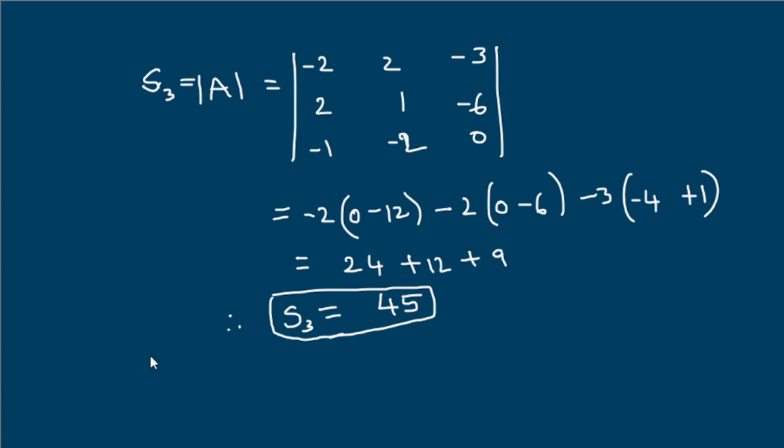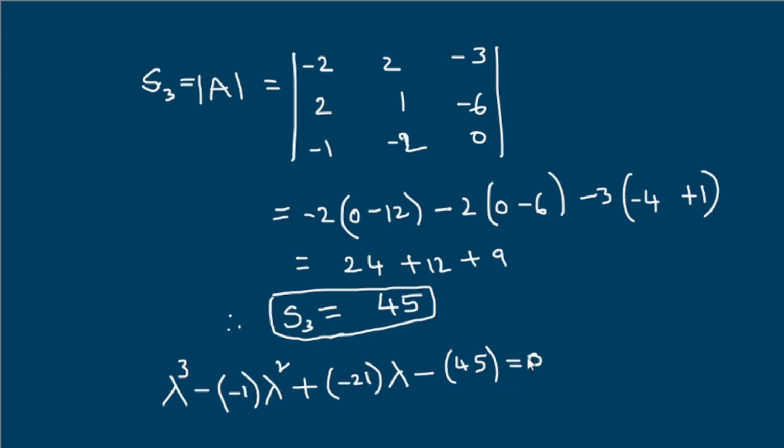Now substitute these values back into the equation. You will get lambda cube minus S1 lambda square, where S1 is minus 1, plus S2 lambda, where S2 is minus 21, minus S3, where S3 is 45. So the characteristic equation is lambda cube plus lambda square minus 21 lambda minus 45 equal to 0.